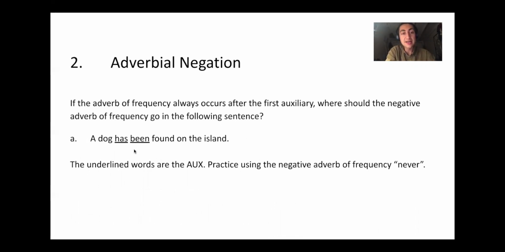A dog has been found on the island. The underlined words are the auxiliary verbs. Practice using the negative adverb of frequency never. Where would you put it? If you knew the answer was a dog has never been found on the island, then you are correct. It goes after the first auxiliary verb.